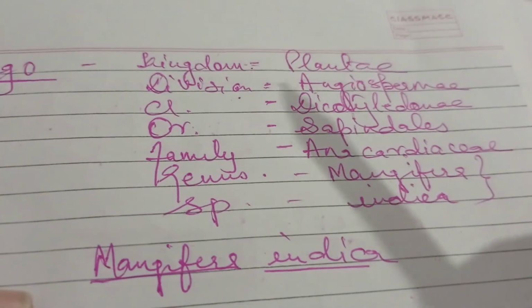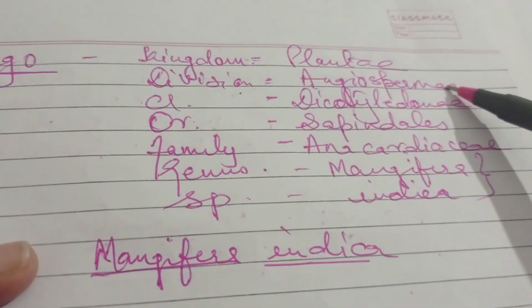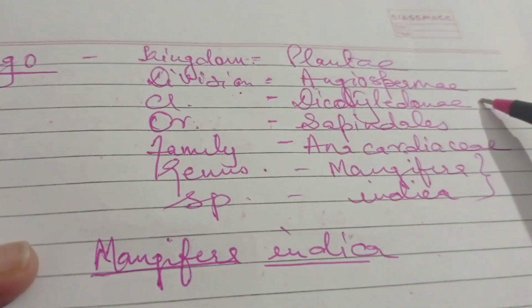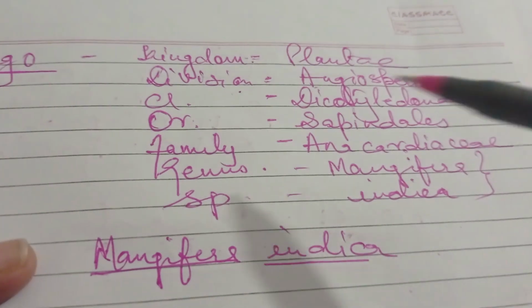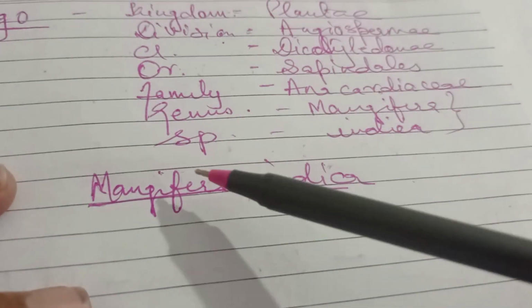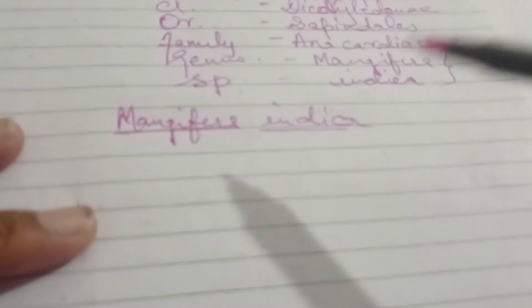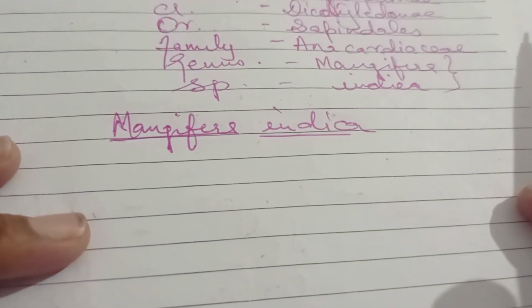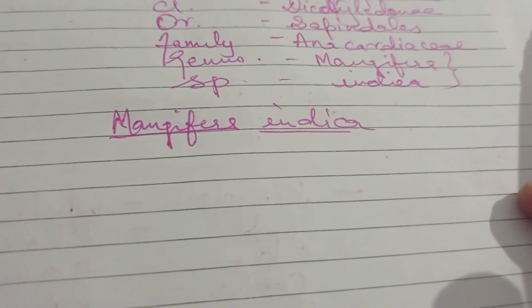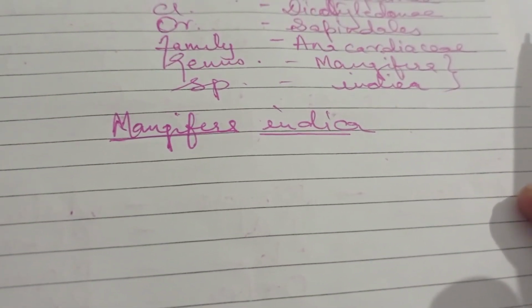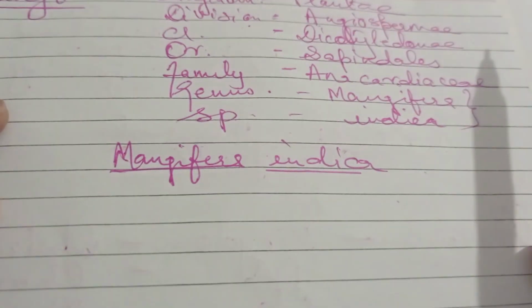One example from plant, common name mango. You all know what is mango. Comes under kingdom Plantae, division Angiospermae, class Dicotyledonae, order Sapindales, family Anacardiaceae, genus Mangifera, species indica, biological name Mangifera indica, that means mango. All these names may sound somewhat uncommon or difficult to you, but you will learn it very easily as you study forward.